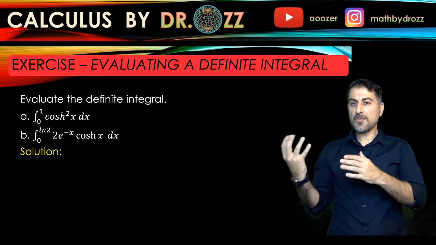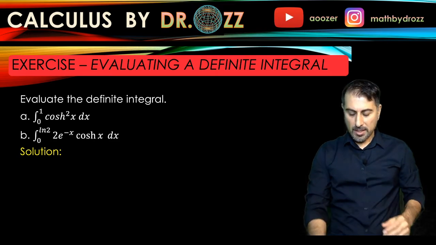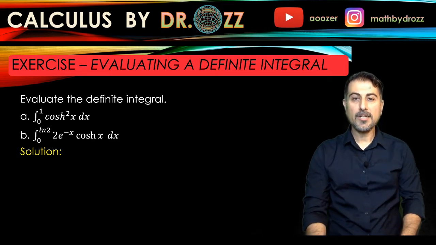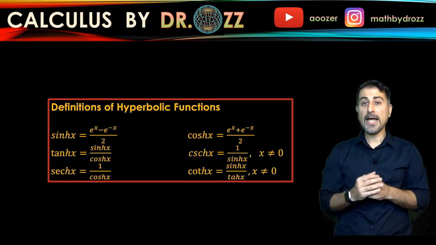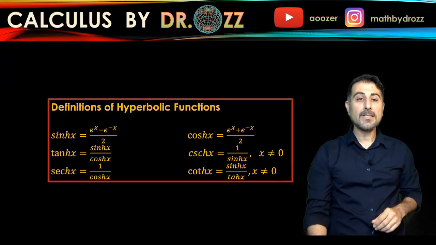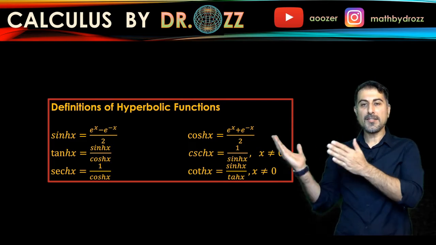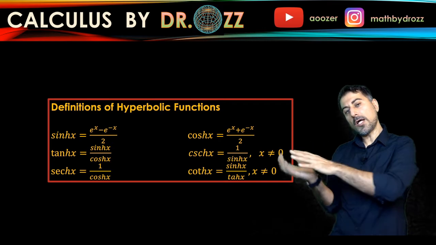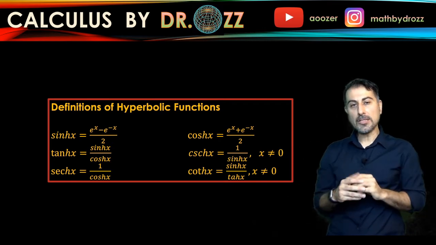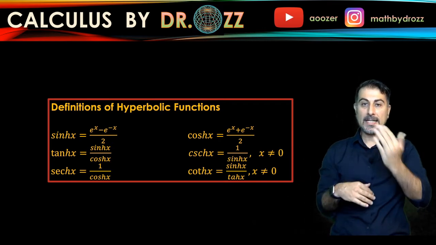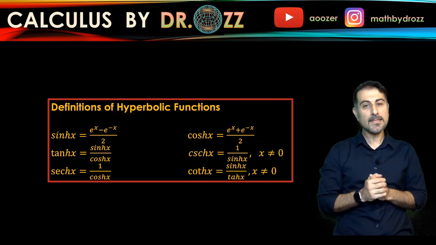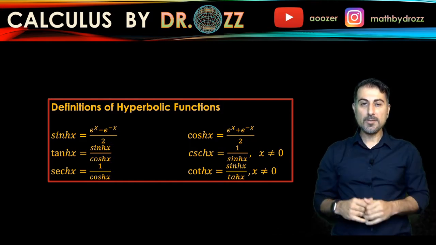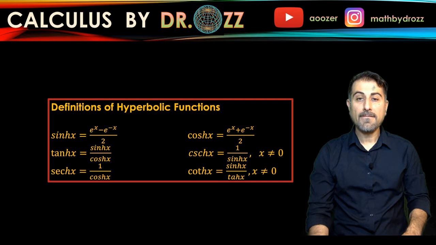Today we're going to evaluate definite integrals involving hyperbolic functions. But before we start, let's look at the definitions of the hyperbolic functions first, and we have a table for that. Please refer back to this. Here, sine and cosine are written in terms of exponential functions. Since all other four hyperbolic functions are also written in terms of sine hyperbolic x and cosine hyperbolic x, they are all written in terms of exponential functions.